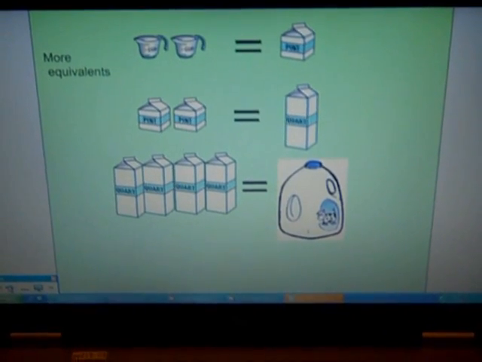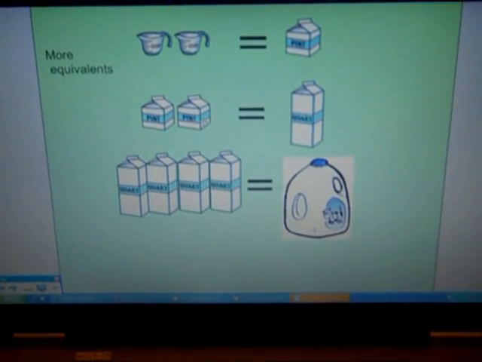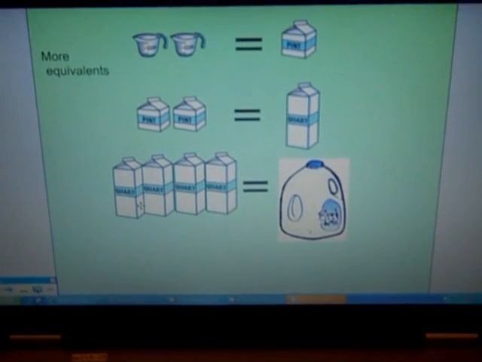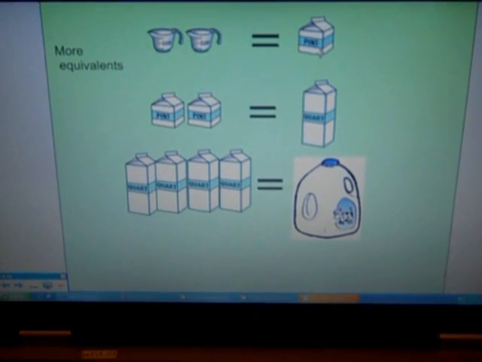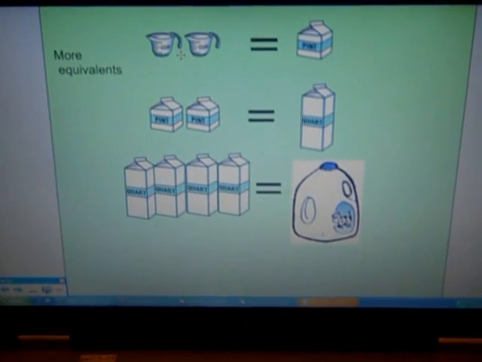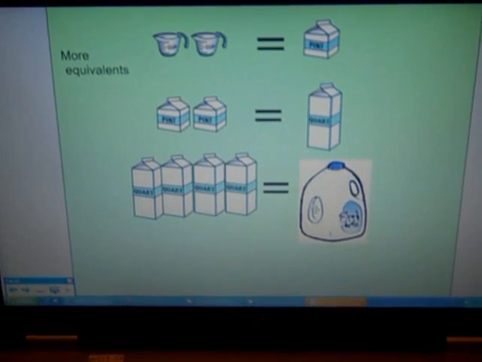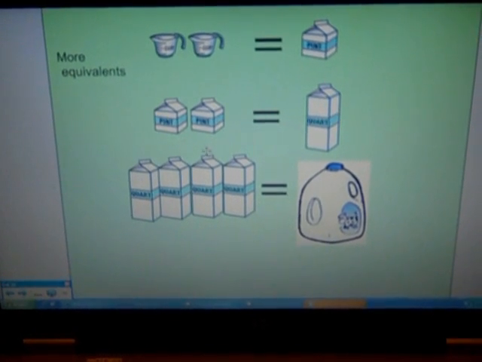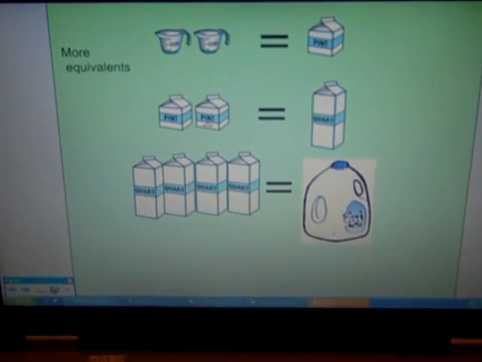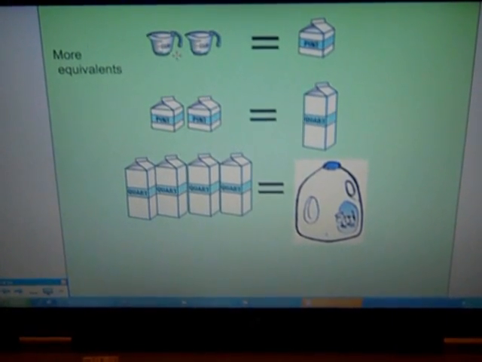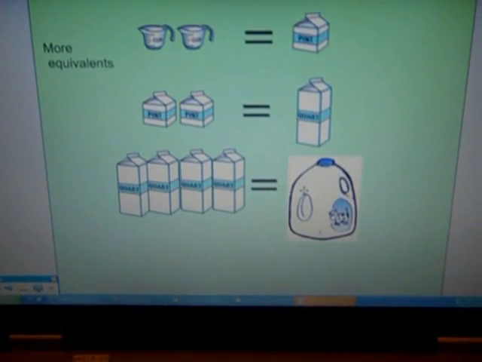So kids, if there are 4 quarts in 1 gallon and 2 pints make up 1 quart and 2 cups make up 1 pint, how many cups are there in a gallon? If 4 quarts make up a gallon, 2 pints make up 1 quart, and 2 cups make up 1 pint, how many cups are in a gallon?